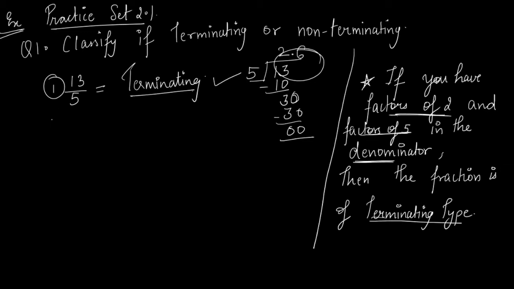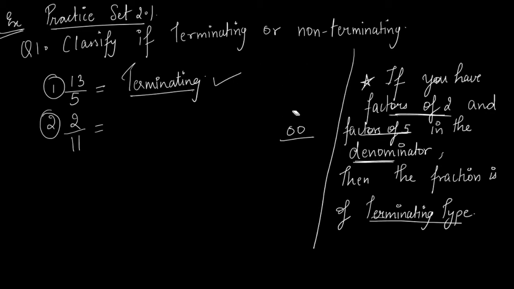Okay. Now let's move to the second one. The second one says 2 divided by 11. So if I have 2 divided by 11, children, just try to see if it fits the rule. I don't think it is fitting, because 11 has neither a factor of 2 nor a factor of 5. So this is going to be non-terminating.